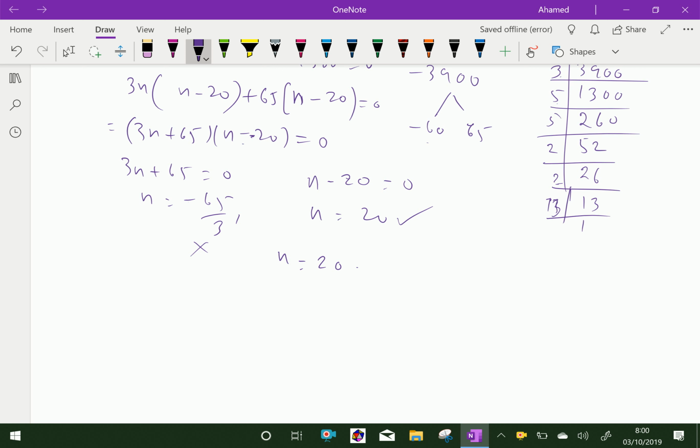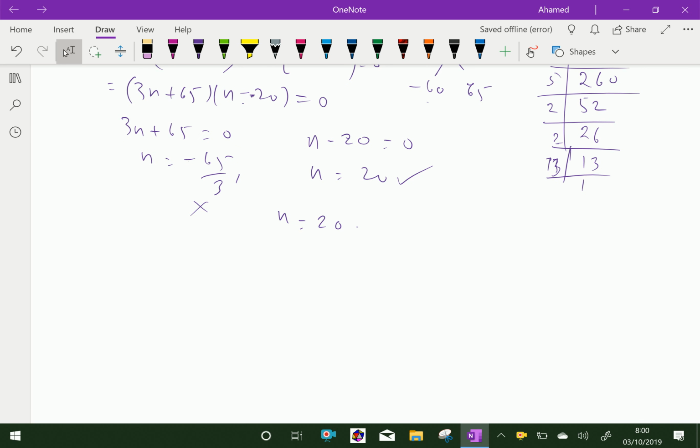Therefore the number of installments is 20. Therefore he will take 20 months to clear the loan.